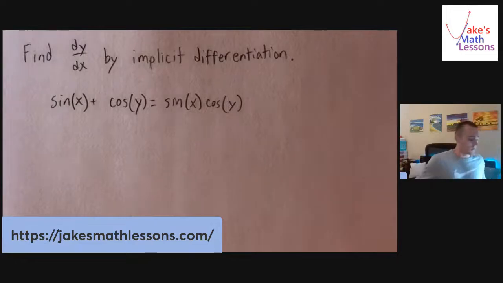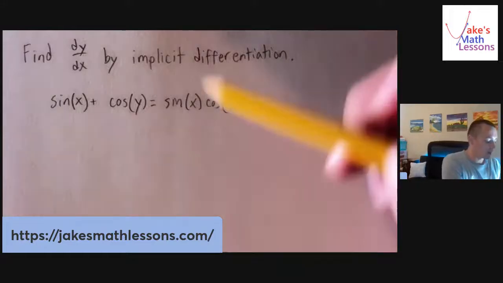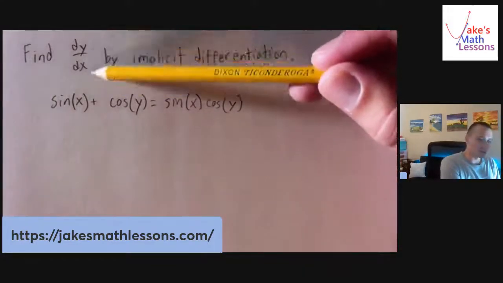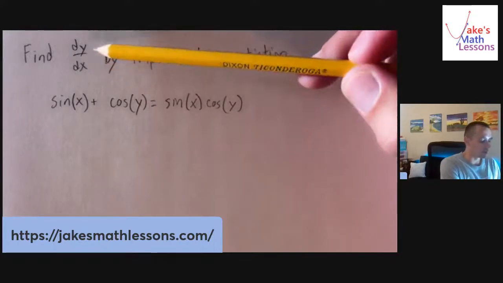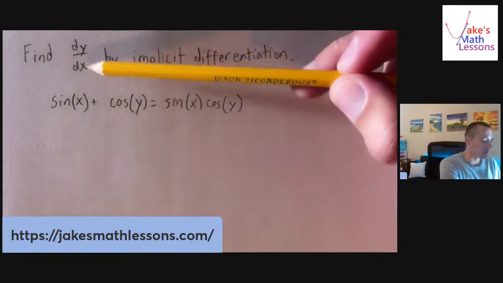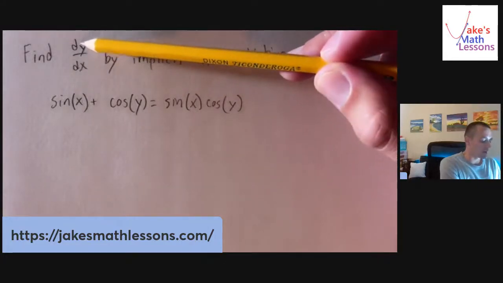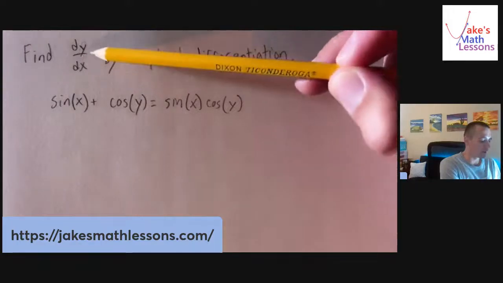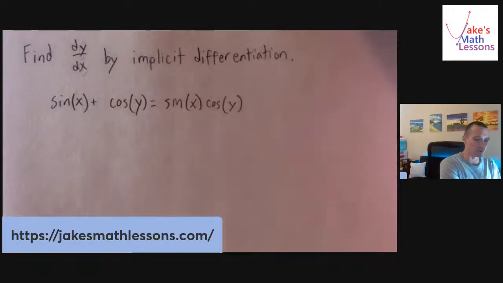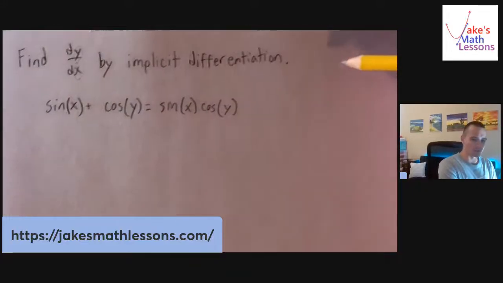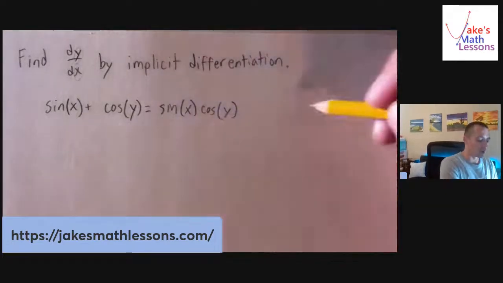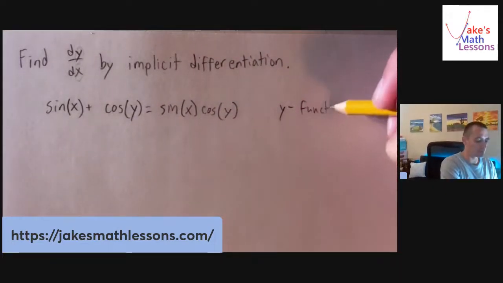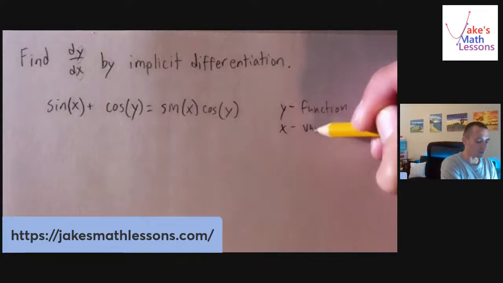First of all, a couple things to think about when you're doing an implicit differentiation problem. In this case, it's telling us to find dy/dx, which has a lot of information in itself. When you have d something over d something, whatever letter is on top, you treat that as your function, and whatever letter is on the bottom, you treat that as your variable. So right off the bat, just based on what the question is asking us to find, we know we're going to treat y as a function and x as a variable.